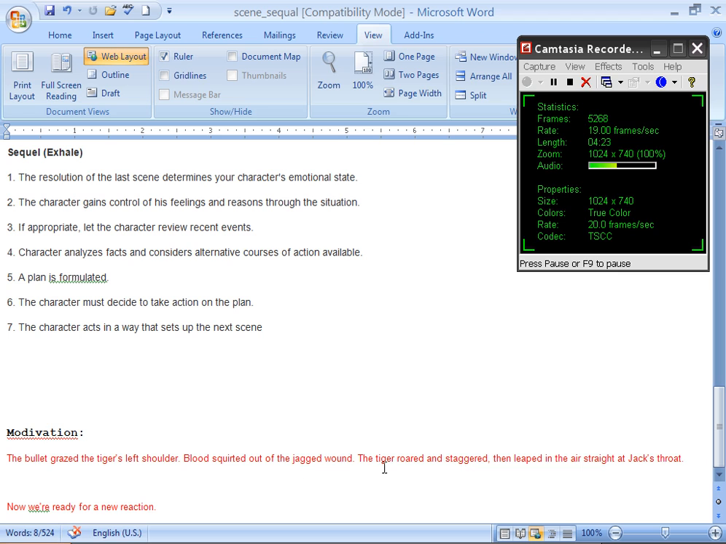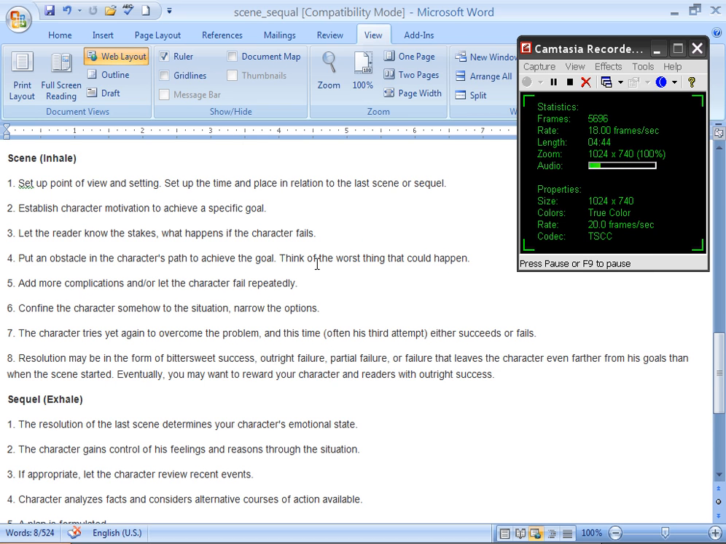So now you have the result of Jack's action. Then you have the tiger's reaction again. So you have this action-reaction. Inhale, exhale. Leaps straight for Jack's throat. So what's important then? To understand, I can go ahead and close this out.